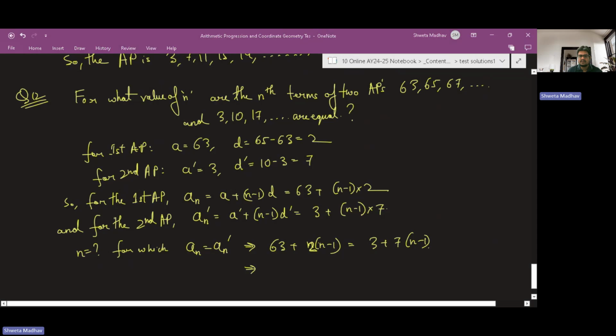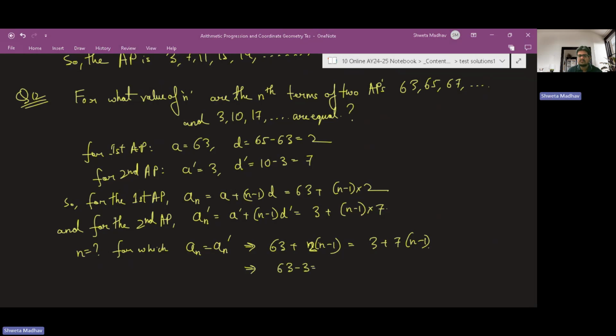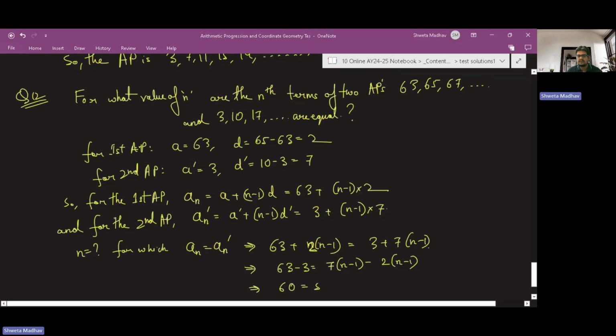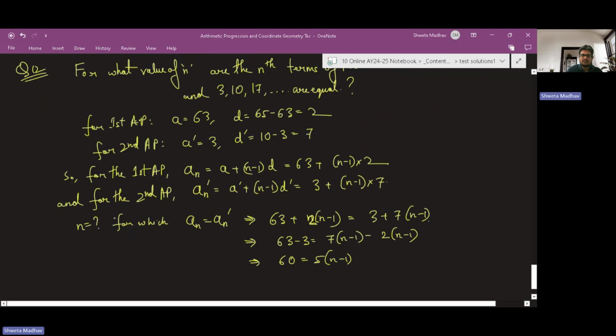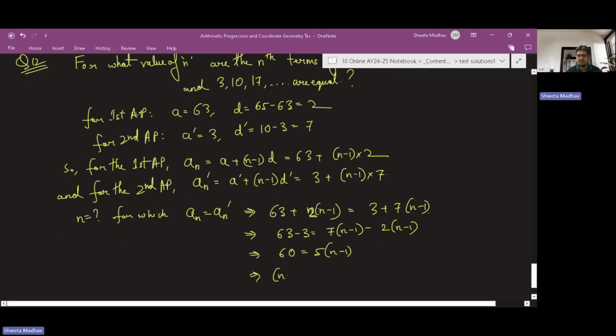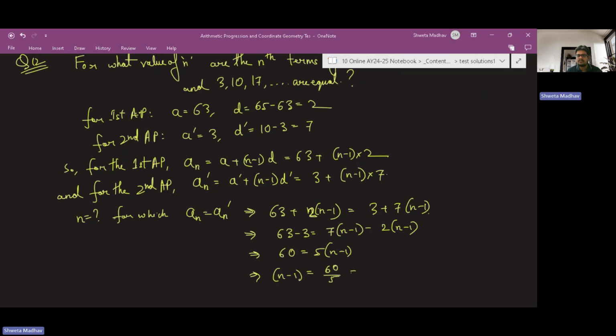Therefore I can say that 63 minus 3 will be equal to 7 into n minus 1 minus 2 into n minus 1. So this will be 60 is equal to 5 into n minus 1, since n minus 1 I can take as common. So n minus 1 will be equal to 60 divided by 5, which means n minus 1 is equal to 12. So n will be equal to 12 plus 1, that is 13.